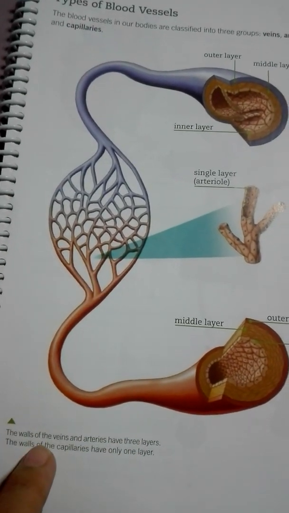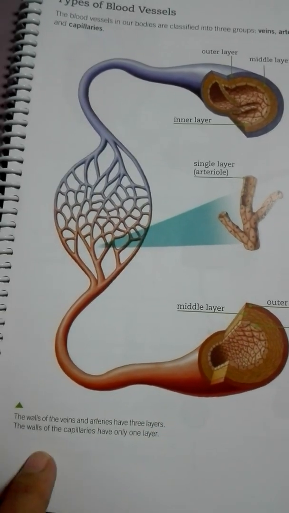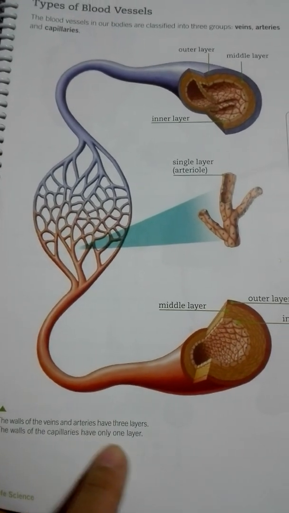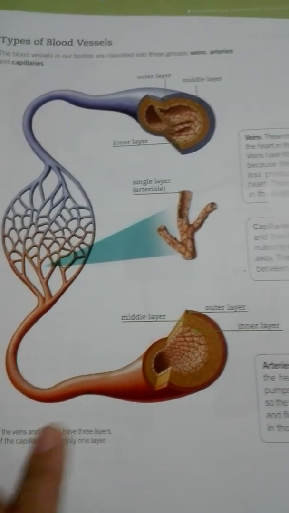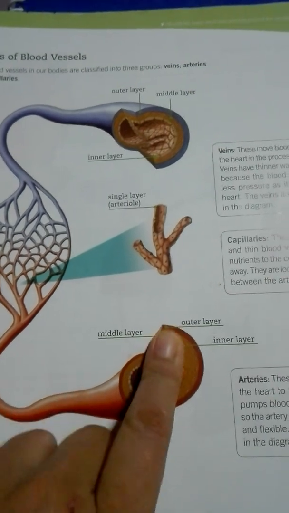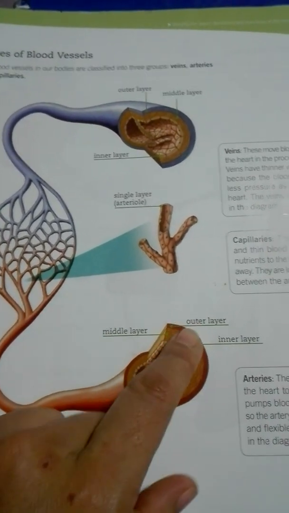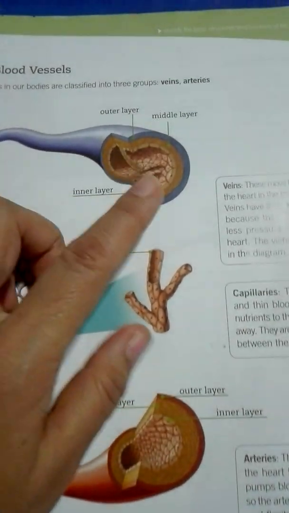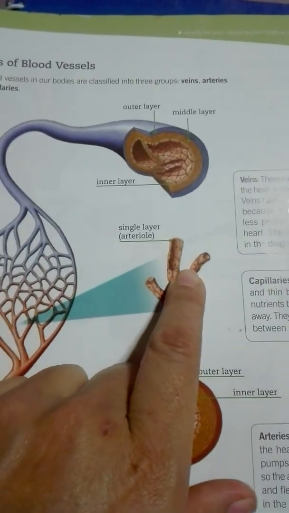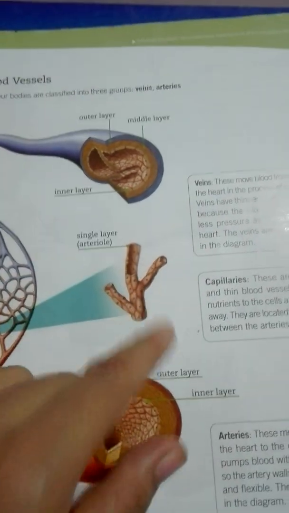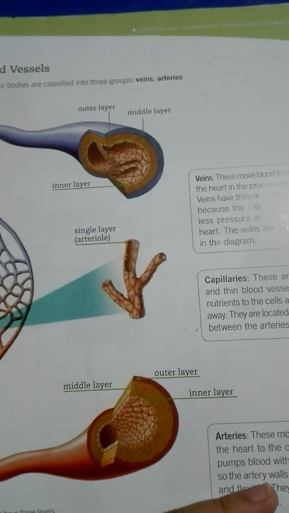The walls of the veins and arteries have 3 layers. The walls of the capillaries have only 1 layer. Esto es simplemente para recordarnos que estas tienen 3 capas. Las externas, las intermedias y las internas, e igualmente estas, y que estas que son las más pequeñas, las capilares, solamente tienen una capa.